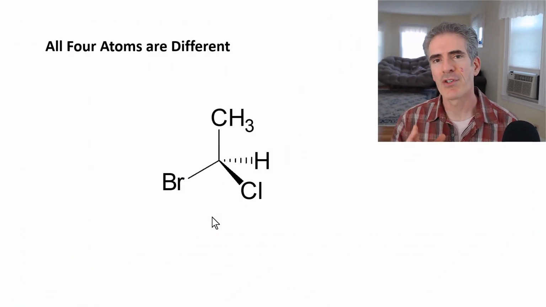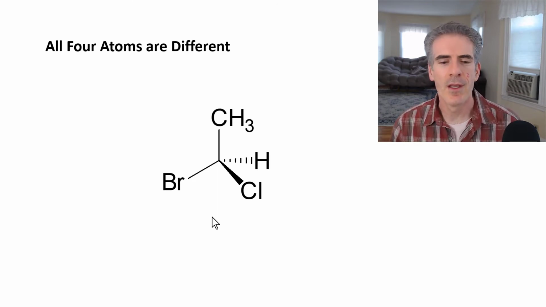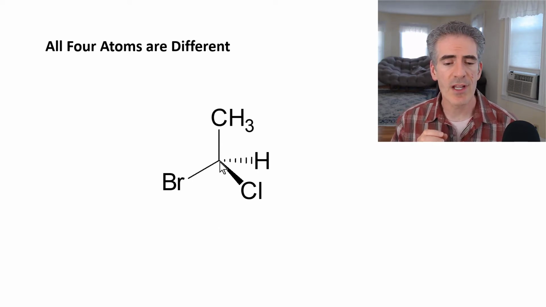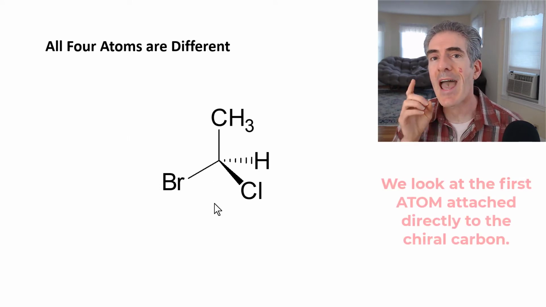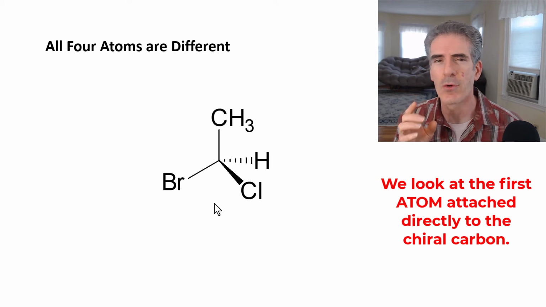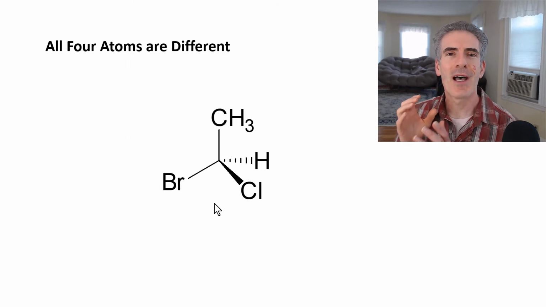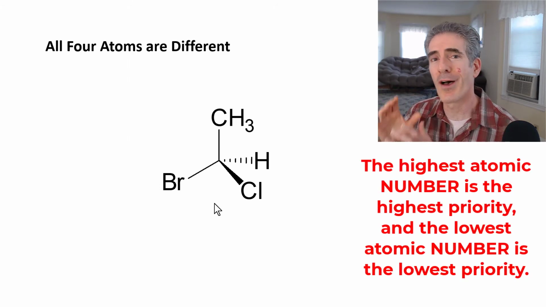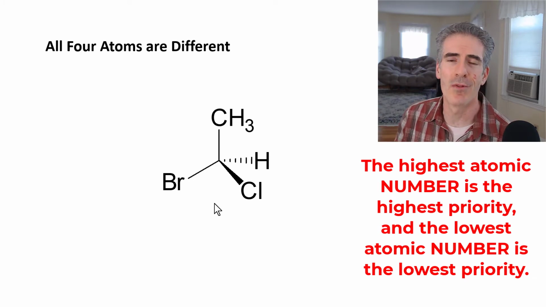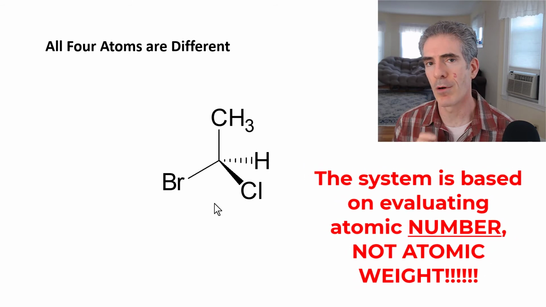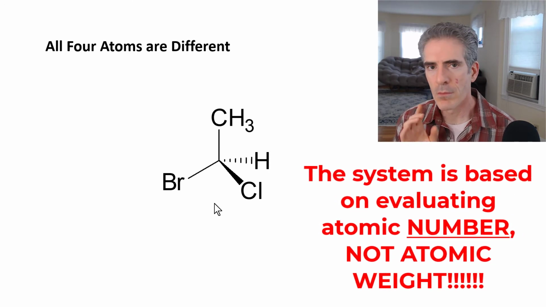Right here is our first structure, and this of course is showcasing the most straightforward type of question you're going to get. When we assign R and S, the way it works is we go to our chiral center. So that's right here. We got our 4 different groups attached to the carbon. And here's how it works. We look at the atom that is attached to the chiral center. We look at the first atom in every direction because we're going to be doing this by making the highest atomic number the highest priority and the lowest atomic number the lowest priority. So again, this system is based on atomic number, not weight. More about that later.